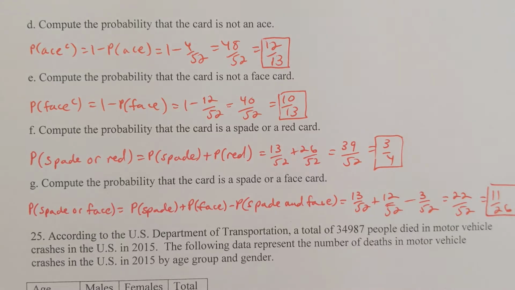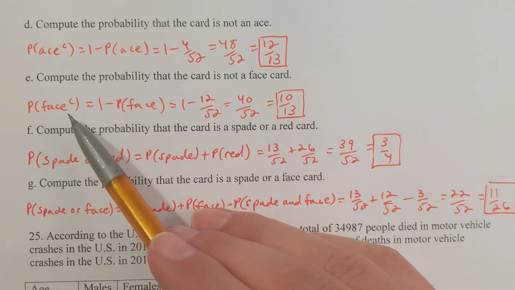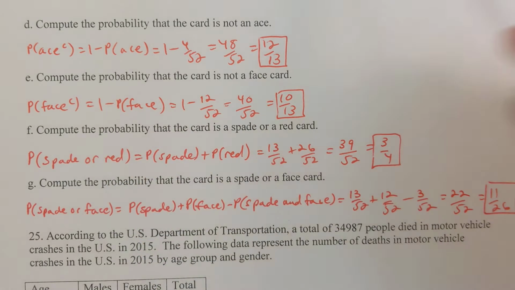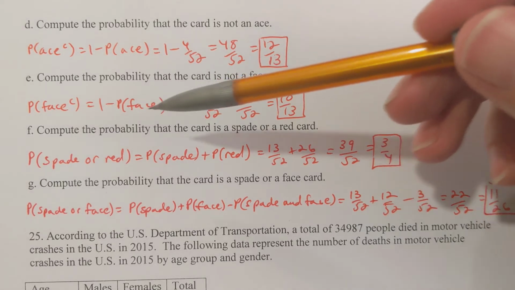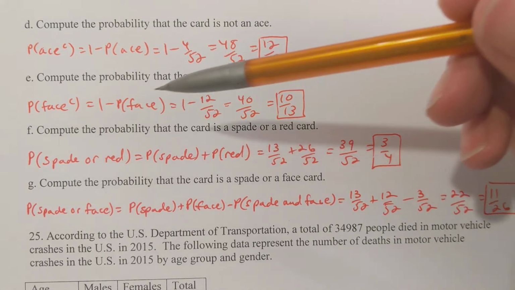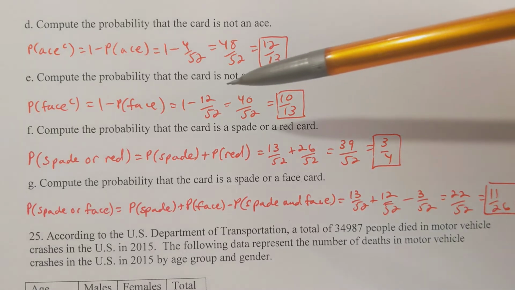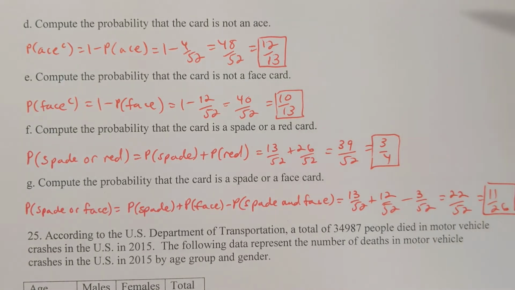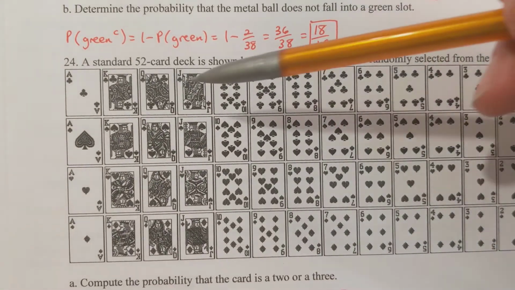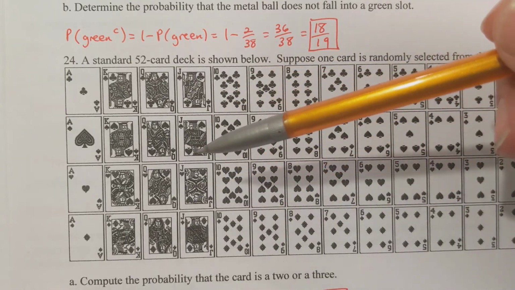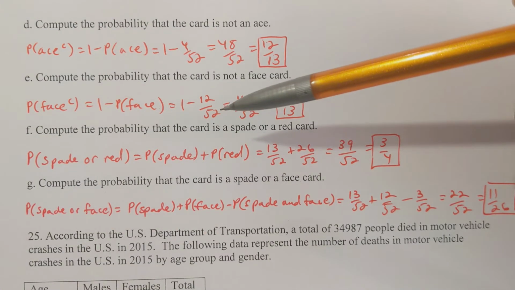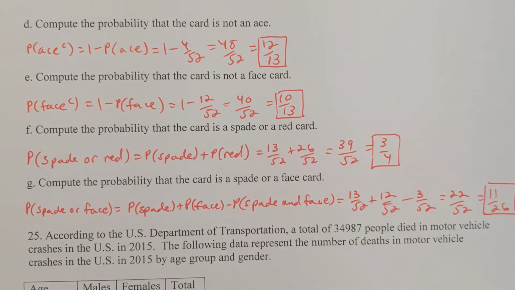Part E, compute the probability that the card is not a face card. Okay, so the probability of getting a face card, but "not" means that I want the complement there. Use the complement rule. So this is equal to 1 minus the probability of getting a face card. Now there's jacks, queens, and kings that are face cards. Okay, so how many face cards would there be total? In the deck, there's 12 cards total that are face cards out of the 52. 1 minus 12 over 52 is 40 over 52, which reduces to 10 over 13.